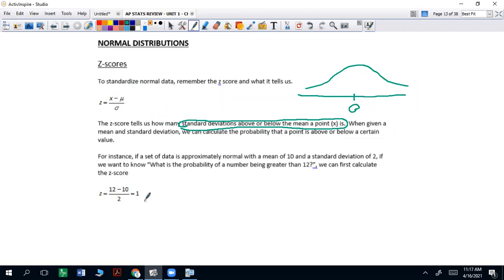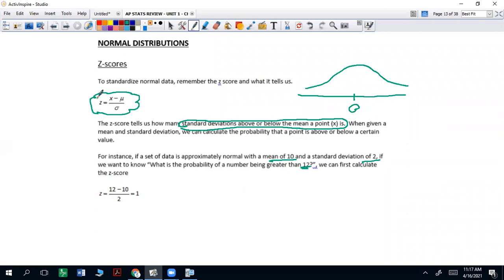So in this case, if I wanted to know, hey, I've got a set of data. It's got a mean of 10 and a standard deviation of 2. What's the probability of a number being greater than 12? First, we have to get the Z-score if you're doing it by hand. And you would do 12 minus 10 over 2. So it's always going to be this formula here.